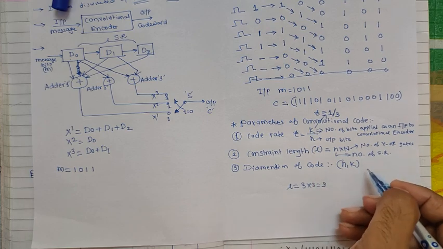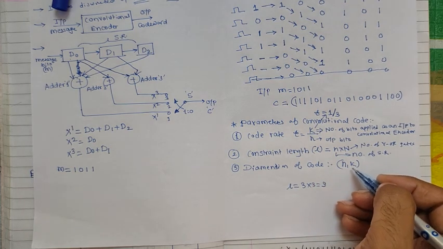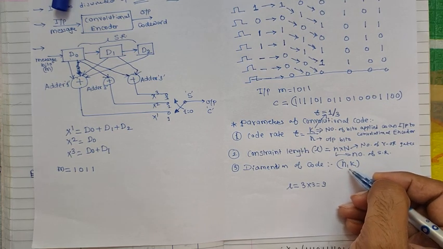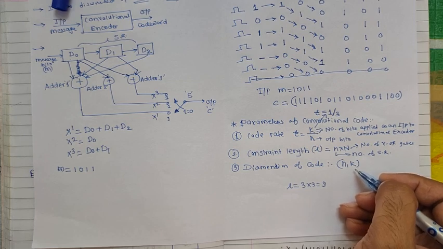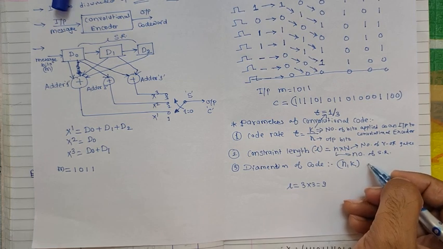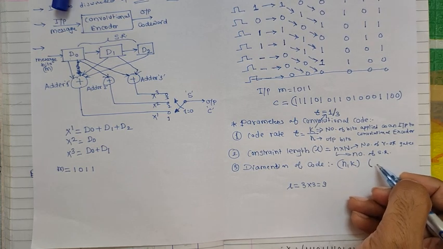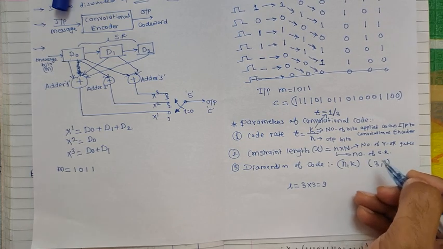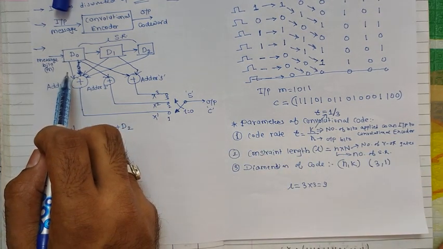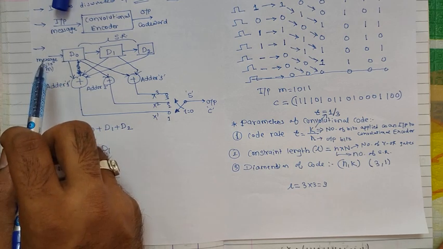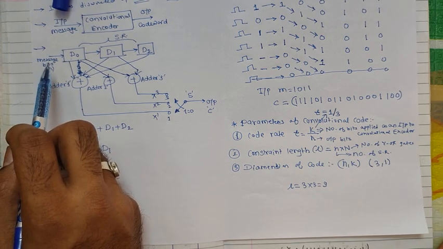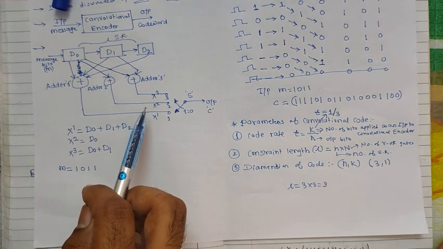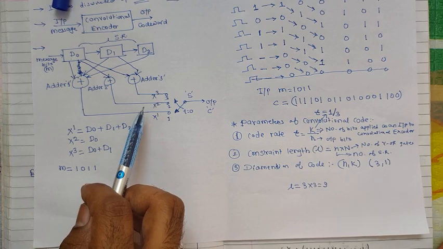The third parameter is the dimension of the code. It is defined this way in brackets, n comma k. N means number of output bits for the corresponding k number of bits. So what is the value of n and k here? The value of n is 3 and the value of k is 1. K means number of bits applied at a time to the convolutional encoder. So at a time we are just applying one bit. That's why the value of k is 1, and for one bit how many bits are we getting in the output? 3 bits at a time. So that's why 3 comma 1 is the dimension of the code.